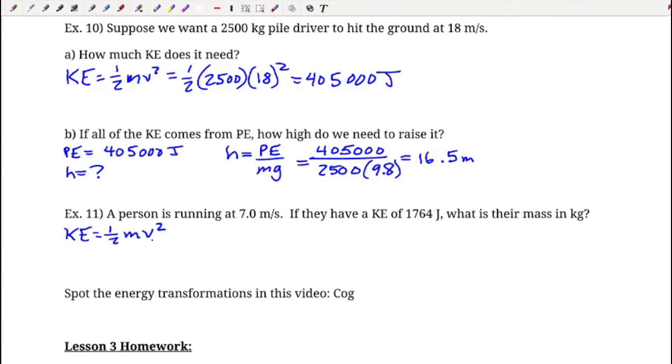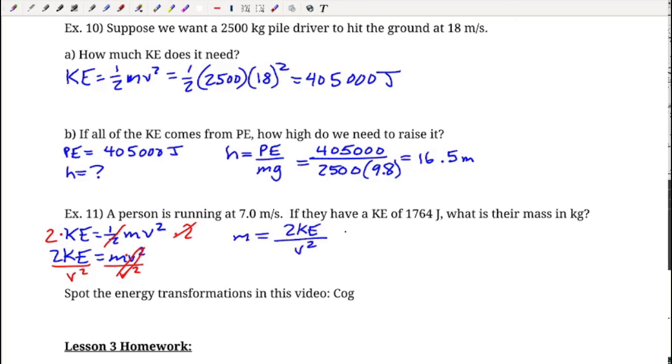So to solve this for mass, the first thing I'm going to do is move this 1/2 to the other side by multiplying both sides by 2. So the 1/2 and the 2 cancel. This gives me 2 kinetic energy equals mass times velocity squared. And now to get mass by itself, I'm going to need to divide out this velocity squared because it's multiplying mass. So I'm going to divide by velocity squared on both sides. That leaves me with mass equals 2 times the kinetic energy divided by velocity squared.